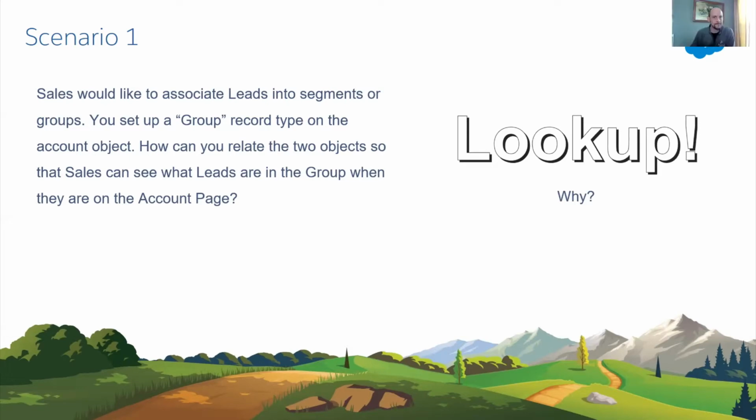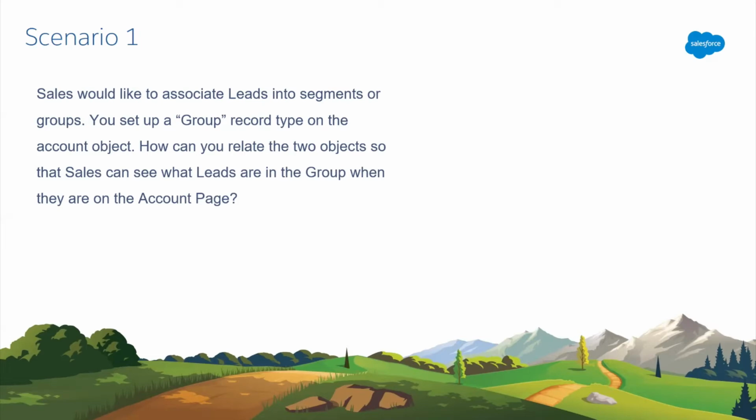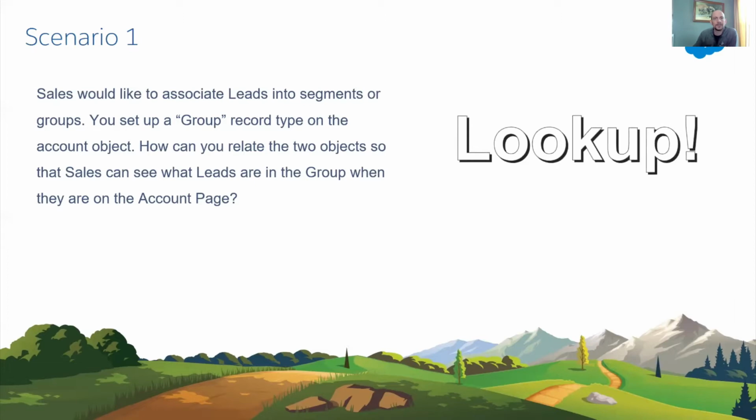Mm-hmm. Why not a master-detail? Because once one is deleted, then the other is. Account's a standard object. There we go. You can't do a master-detail. Leads are funny to store accounts.